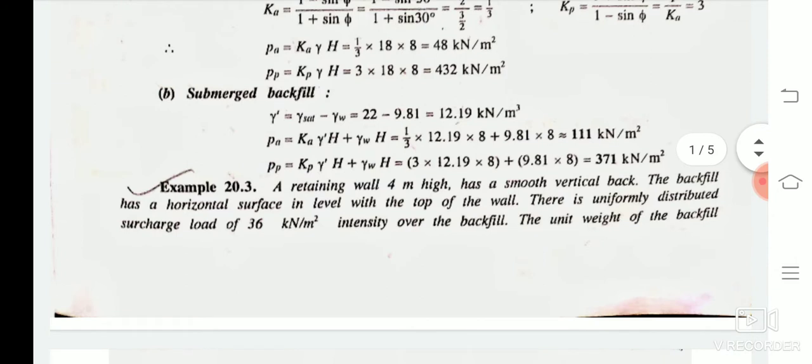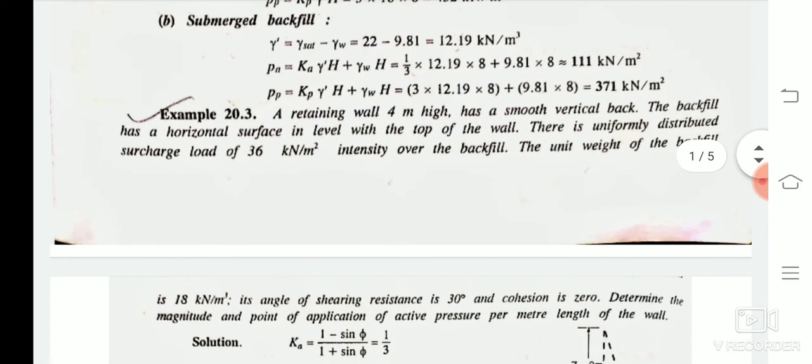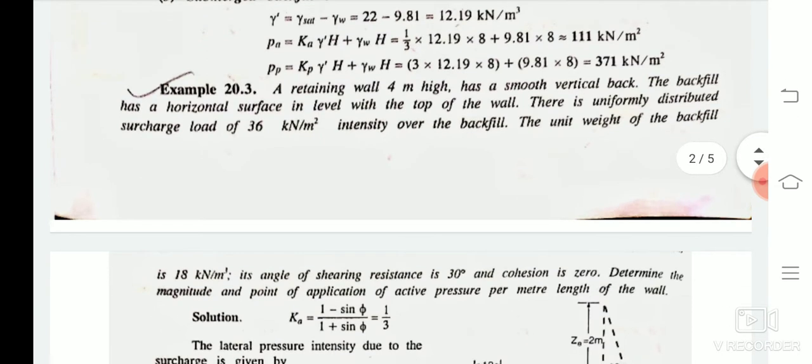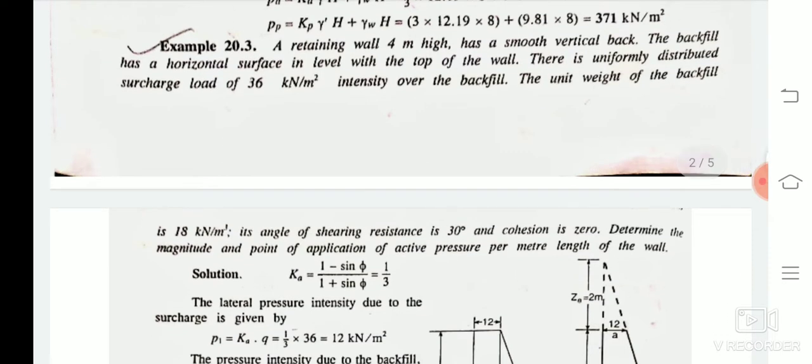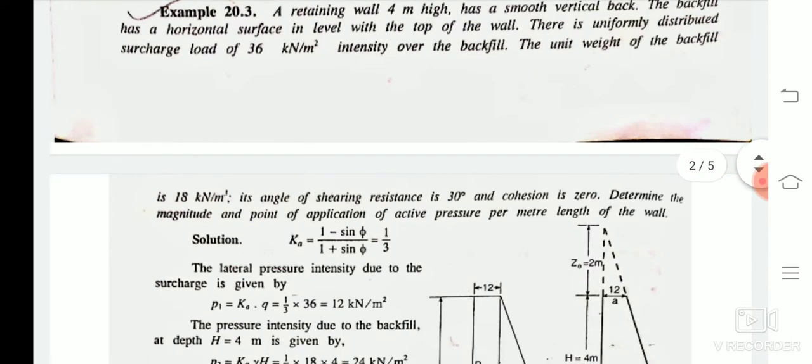So let us shift to the second problem. What is there in the second problem? A retaining wall 4 meter high has a smooth vertical back. The back has a horizontal surface level with the top of the wall. There is a uniformly distributed surcharge load of 36 kilonewton per meter square intensity over the backfill. The unit weight of the backfill is 18 kilonewton per meter cube. Its angle of shearing resistance is 30 degrees and cohesion is 0. Determine the magnitude and the point of application of the active pressure per meter length of the wall.